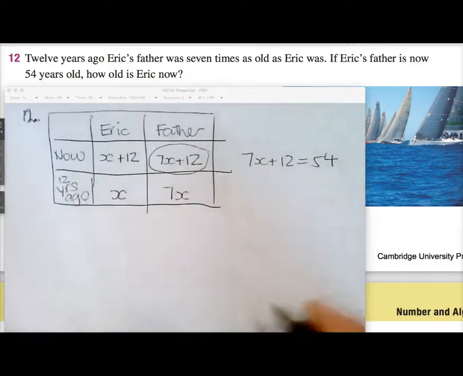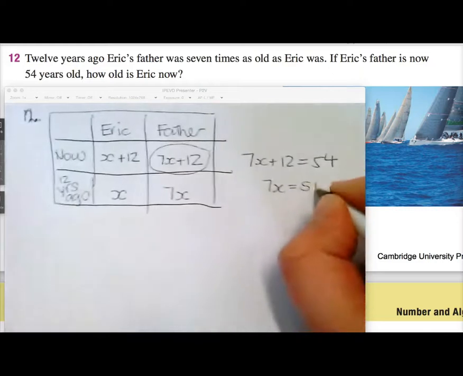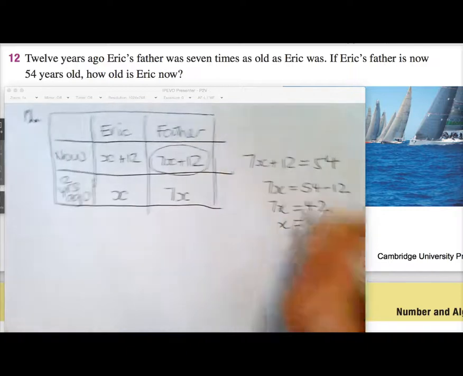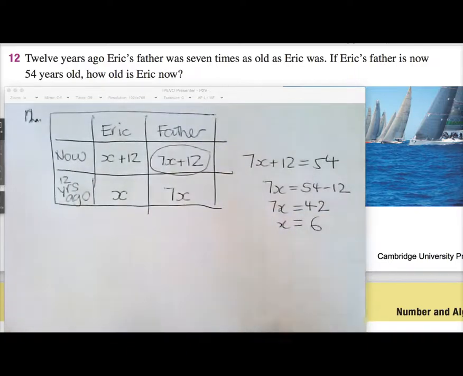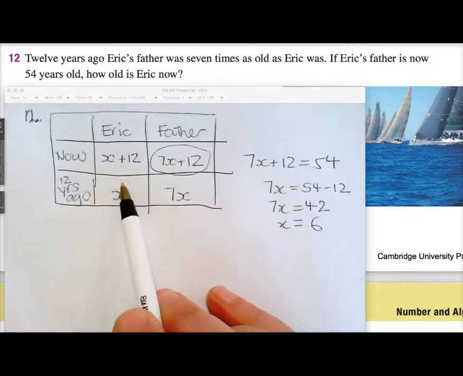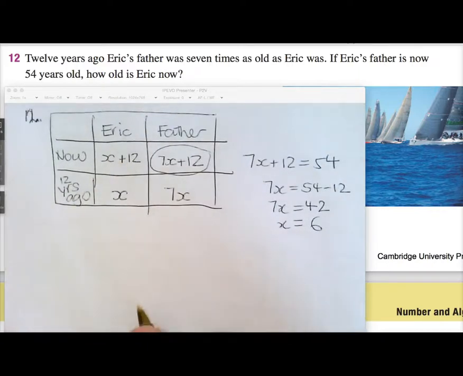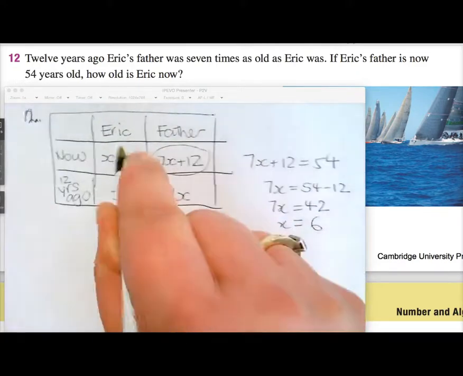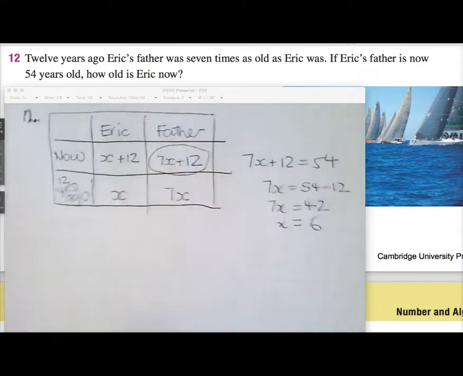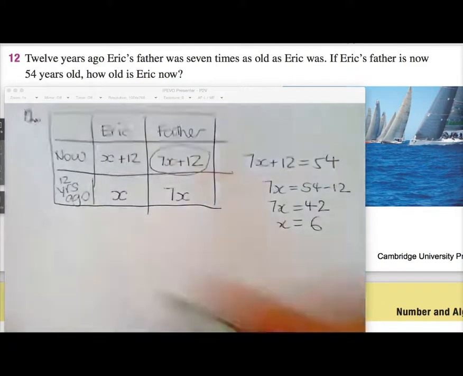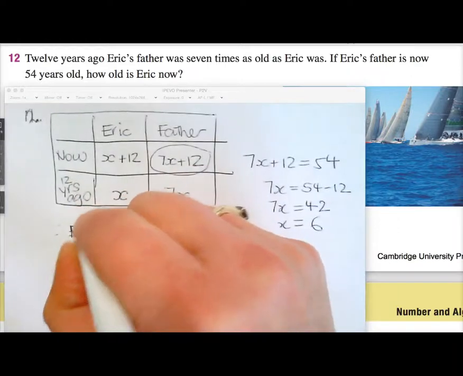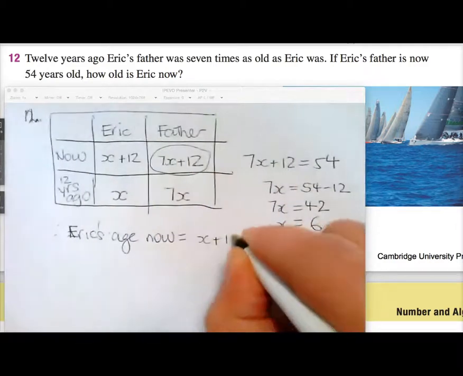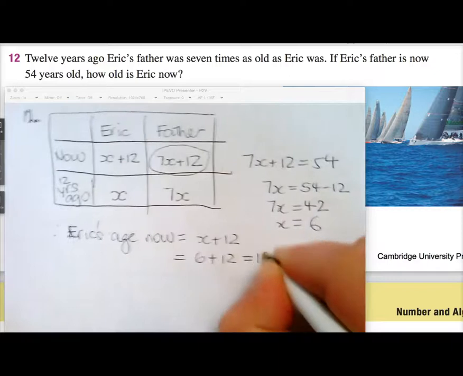Do you get what I'm doing? So 7x is 54, take away 12. 7x is 42. We know that x is what? So that means x is 6. How old is Eric now? 18. That's right. So that's 6, that's 42, that's 54. We know what x is. We can work out everyone's age at every single time now. So Eric's age now equals x plus 12, which is 6 plus 12, which is 18.